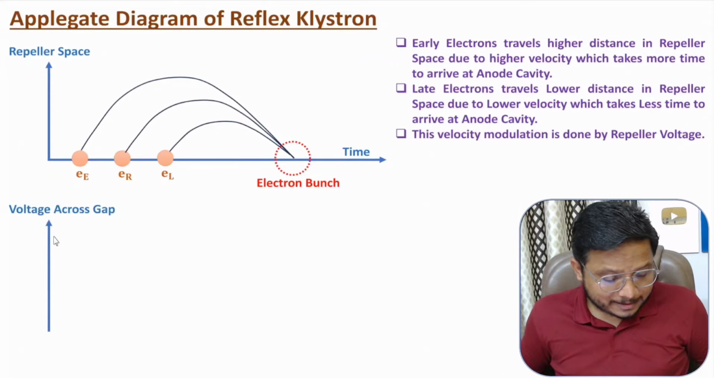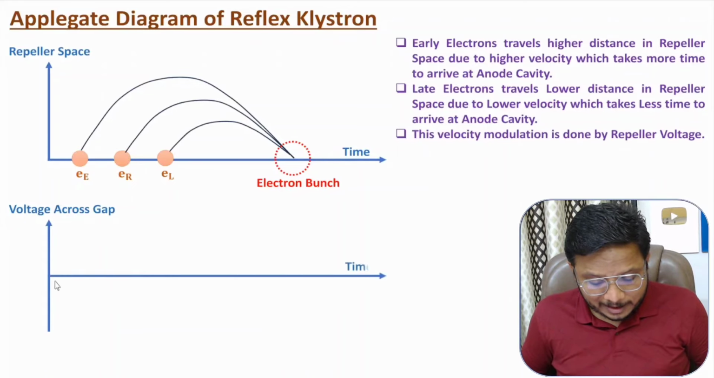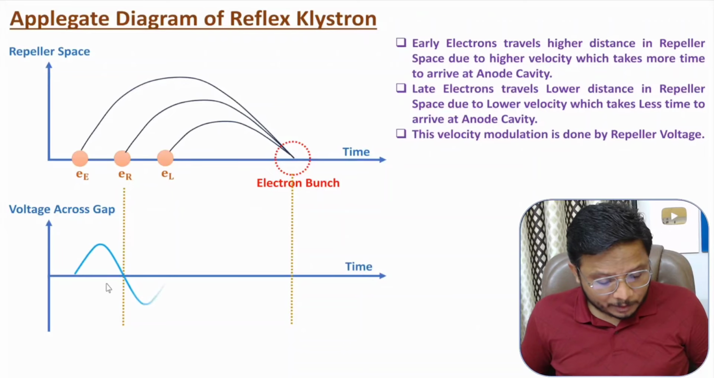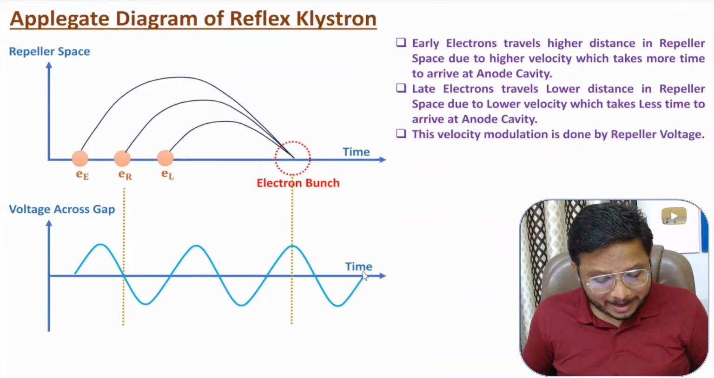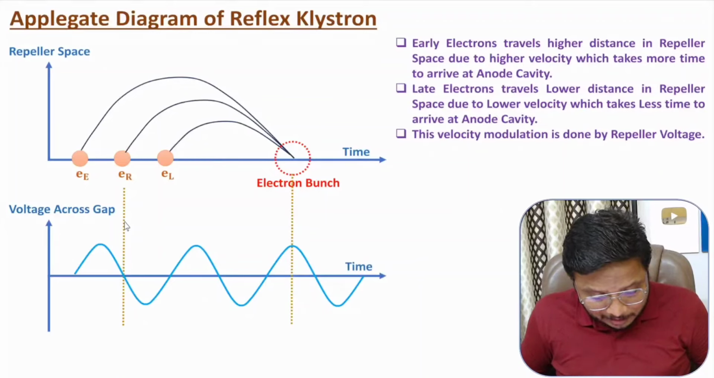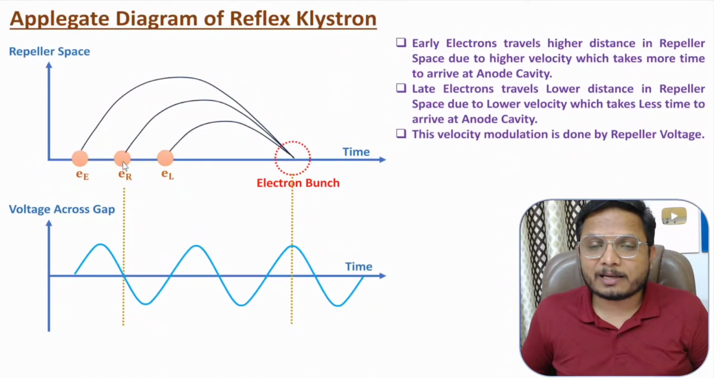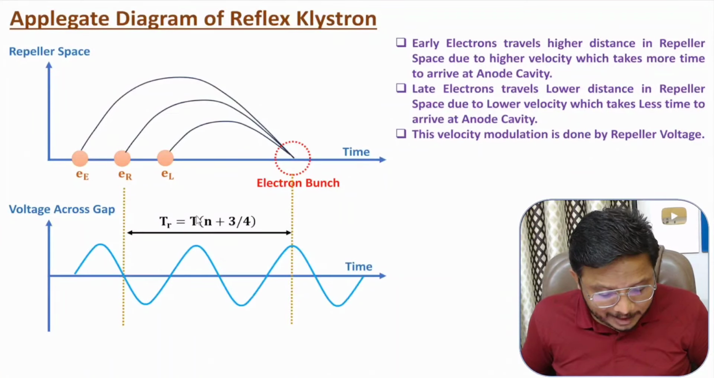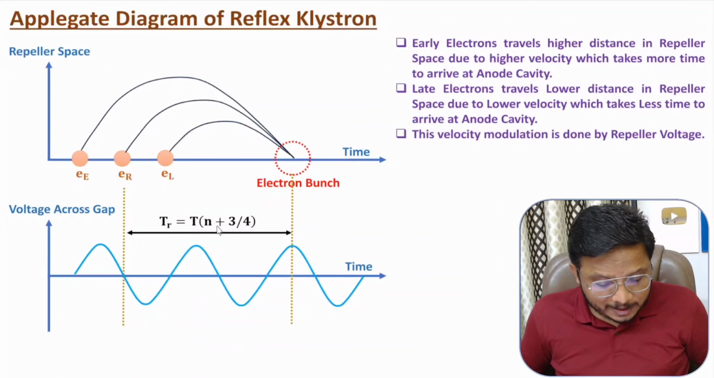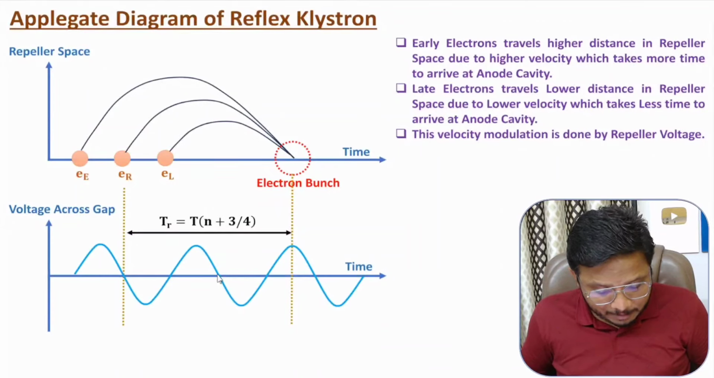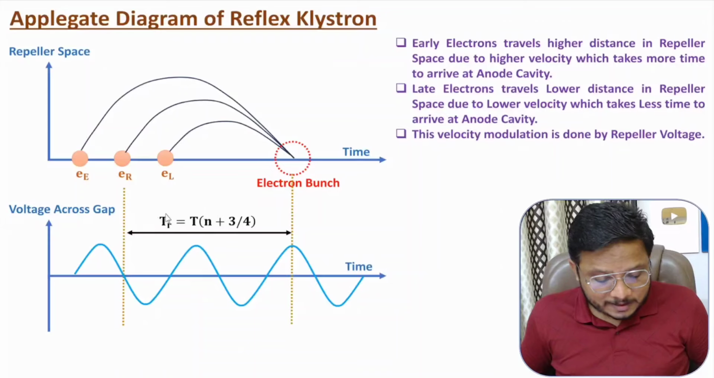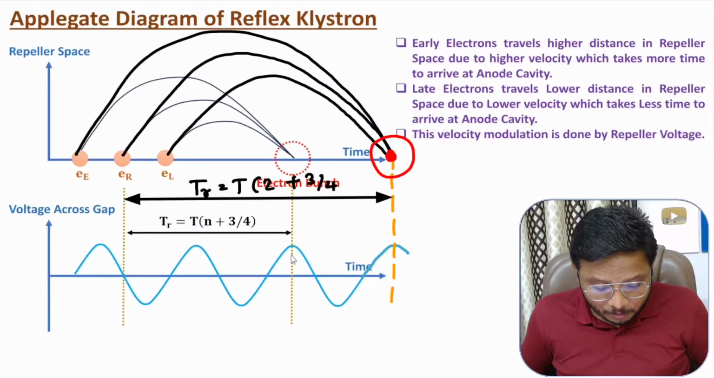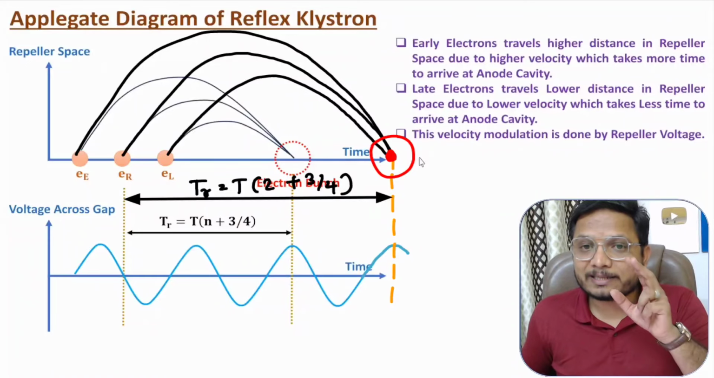See, on the vertical axis, we have voltage across the gap, and on the horizontal axis, we have time. Now here, if you carefully observe, a sine wave is shown over here, where you calculate the total response time. See, the response time that we calibrate with respect to the reference electron, right? If you calibrate that response time, then that is T into N plus 3/4. See, for this particular case, I have considered N is equal to 1. Means this is 1 cycle and this is 3/4 cycle, right? Now this response time could also be T into 2 plus 3/4. Means after one more cycle, here also there is a possibility that one can generate an electron bunch.